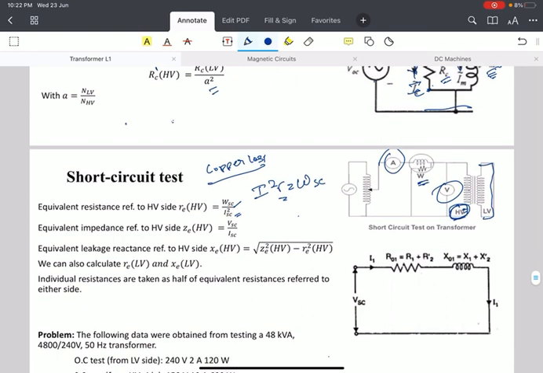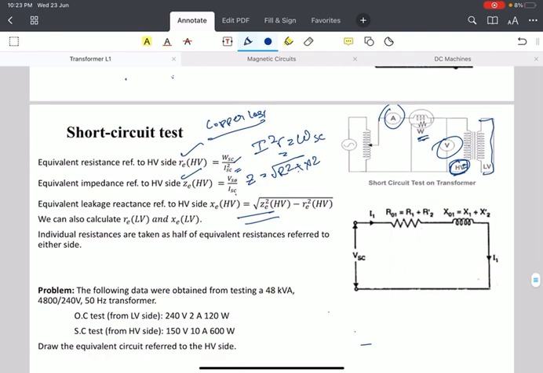ZE is the total equivalent impedance of the transformer, that is Re and Xe, and it can be found out by using VSC by ISC. We have ZE equal to the square root of R square plus X square. We have R, we have Z, therefore from which we can find out Xe. Xe is the leakage component of the transformer.